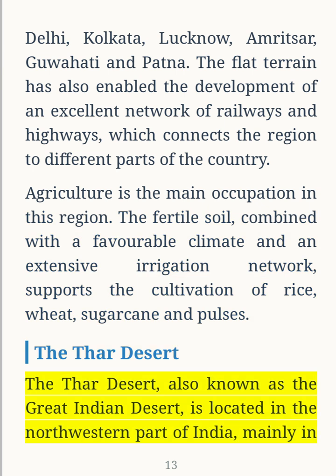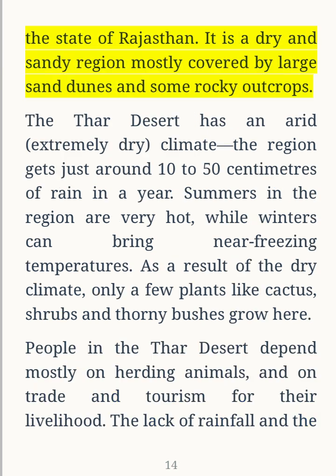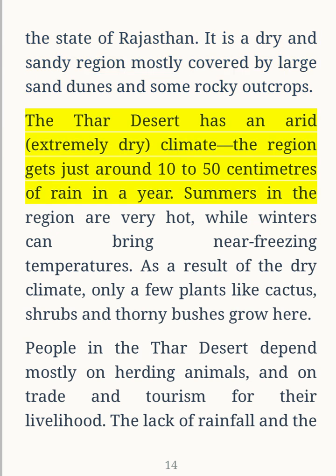The Thar Desert. The Thar Desert, also known as the Great Indian Desert, is located in the northwestern part of India, mainly in the state of Rajasthan. It is a dry and sandy region mostly covered by large sand dunes and some rocky outcrops. The Thar Desert has an arid, extremely dry climate. The region gets just around 10 to 50 centimeters of rain in a year.